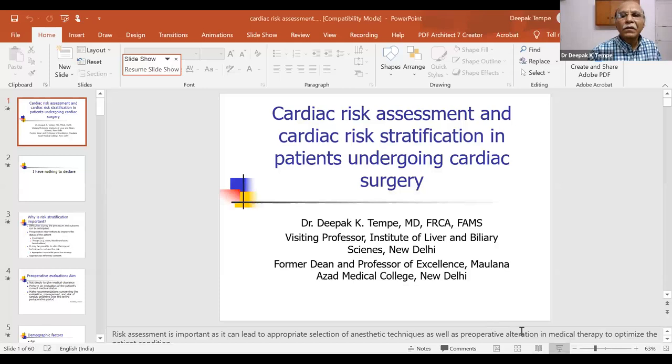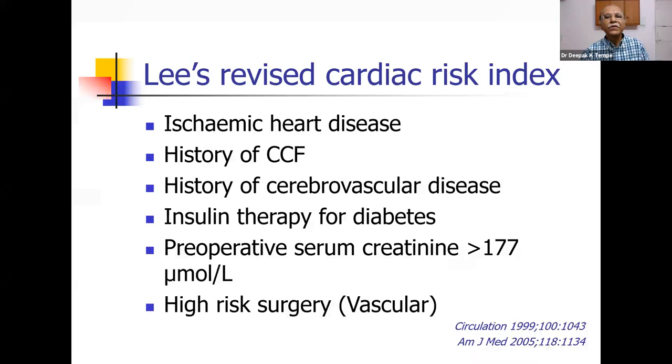So we talked of the NYHA classification. Then there is Lee's revised cardiac risk index, which is nowadays commonly utilized in our day-to-day assessment. And also the ACC/AHA has utilized this for the algorithm that they have proposed for managing patients who have cardiac disease and are subjected to non-cardiac surgery.